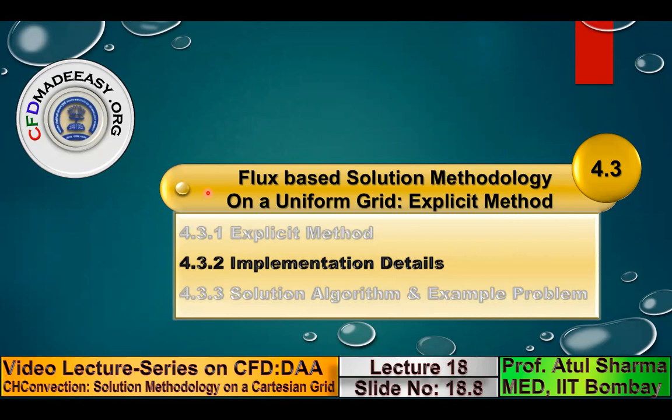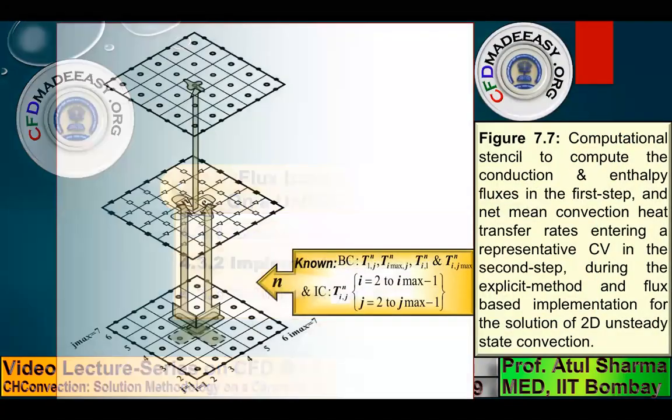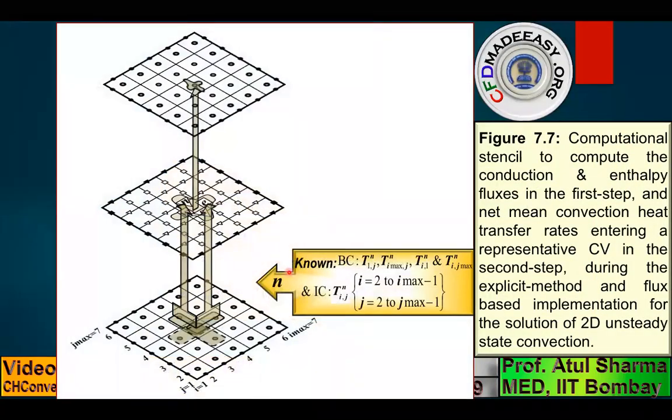After the solution method, for the flux-based solution methodology, the solution method corresponded to an explicit method. Here the implementation details are presented. This is the data corresponding to the initial condition and boundary conditions. So you know the data for the temperature distribution for the first picture from the initial condition and boundary condition. And using the data from the first picture, you can obtain the data for the second picture, which is spaced by a time interval of delta t.